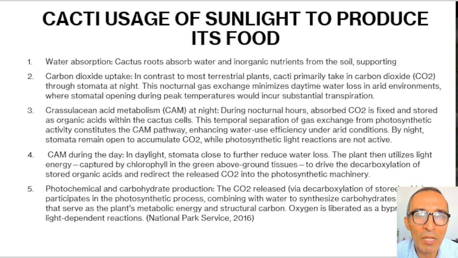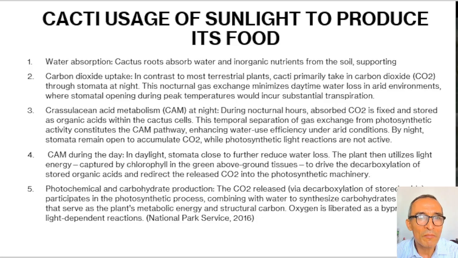How do cacti use sunlight to produce their food? As a summary, the first is water absorption. Cactus roots absorb water and inorganic nutrients from the soil. In the second phase, carbon dioxide uptake occurs in the night through the stomata. This nocturnal gas exchange minimizes daytime water loss in arid environments. Number three, the crassulacean acid metabolism occurs in the night, where carbon dioxide is fixed and stored as organic acid within the cactus cell. During the day, stomata close to further reduce water loss.